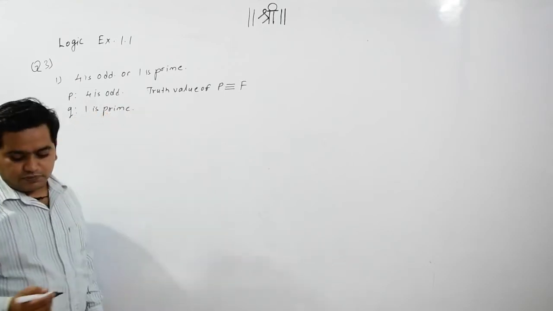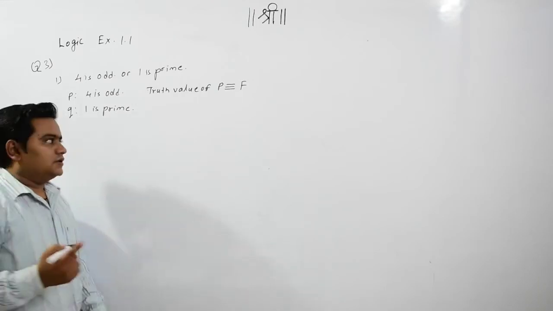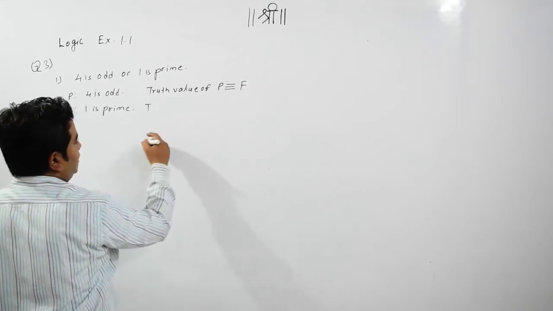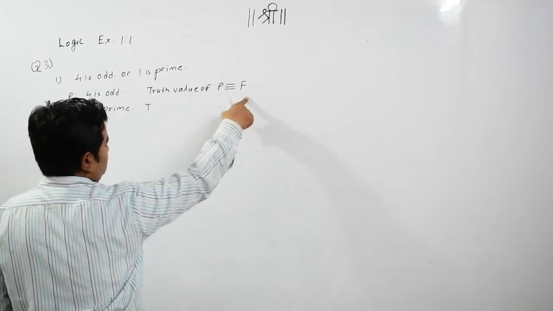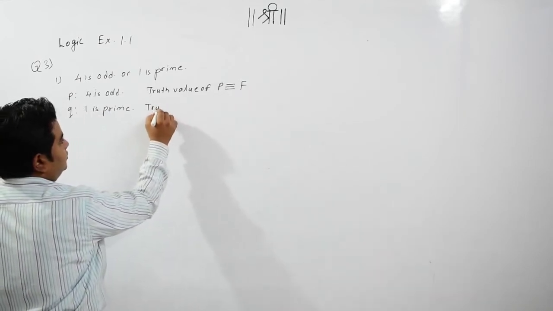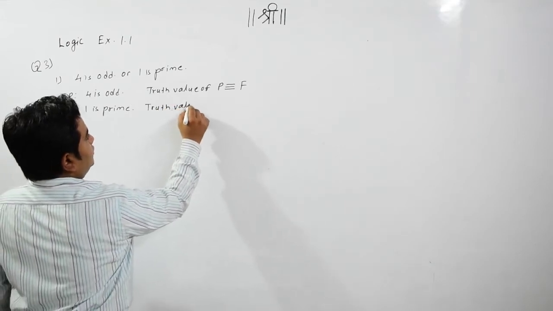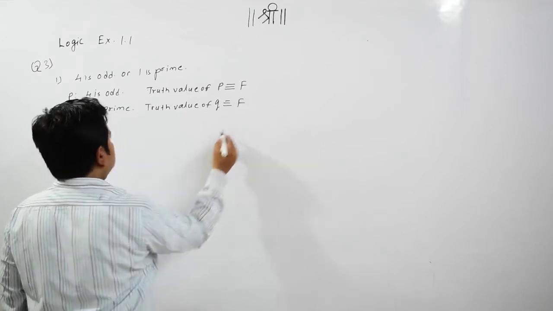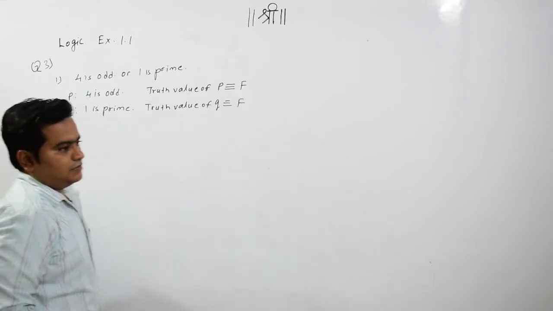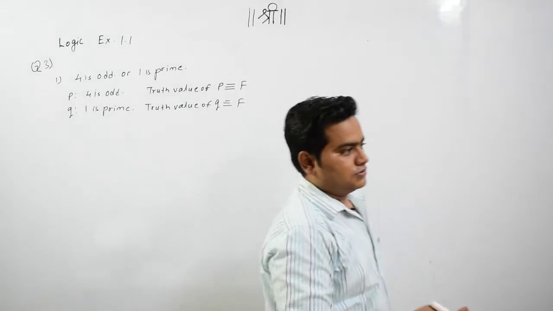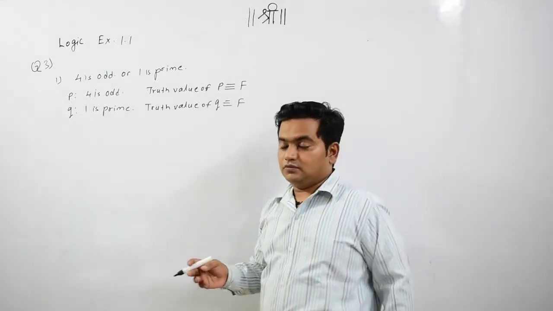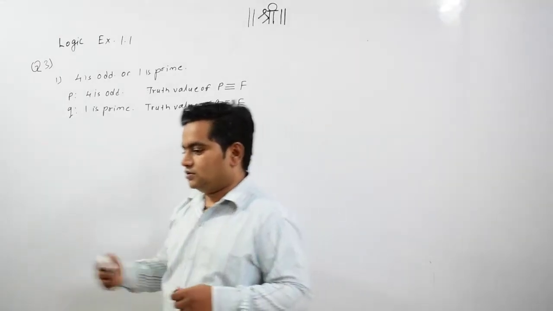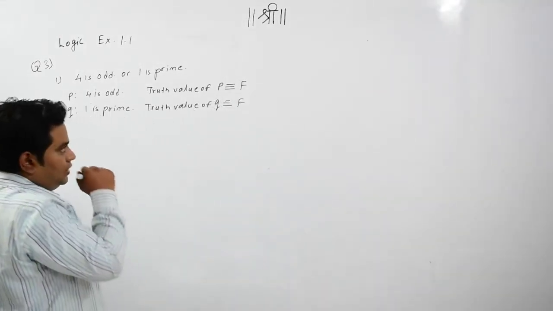Next step, Q is 1 is prime. So we find the truth value of Q is equivalent to false. 1 is not a prime number. Prime numbers start from 2: 2, 3, 5, 7, 11, and so on. These are the prime numbers.